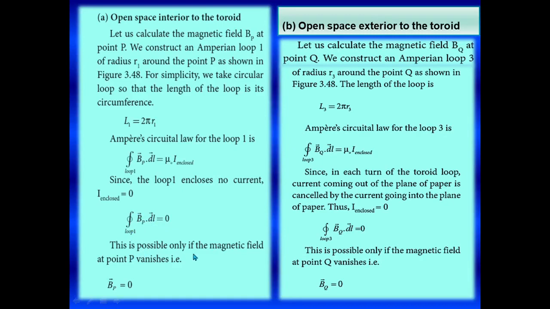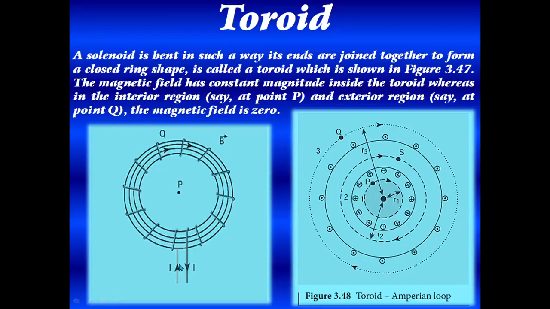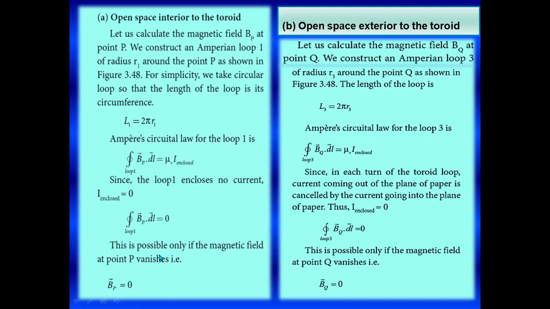This is possible only if the magnetic field at point P vanishes. Here we already know the concept of the toroid: in the interior region and the exterior region, the magnetic field should be 0. So that is why BP vector is equal to 0.